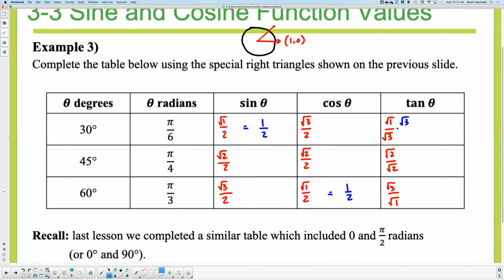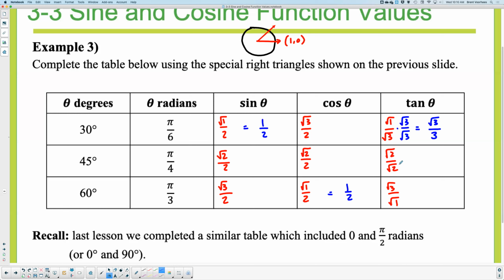What do we have here? You need a square root 3 and square root 3. Okay, so what do we get here? What's the square root of 1 times the square root of 3? Square root 3. What's square root 3 times square root 3? Square root of 9, which becomes 3. Good.